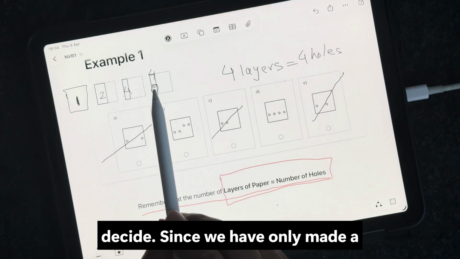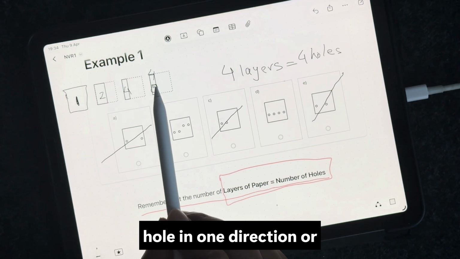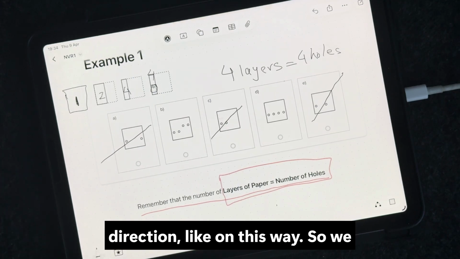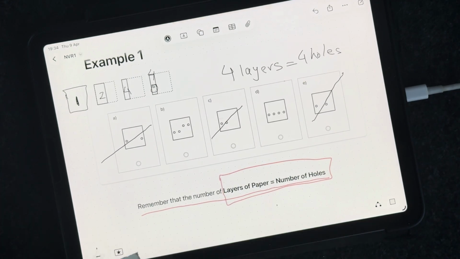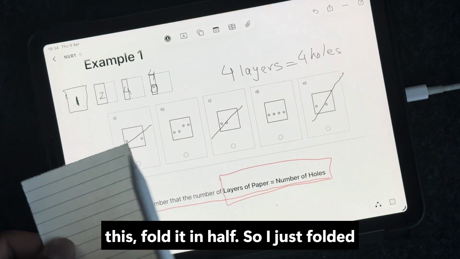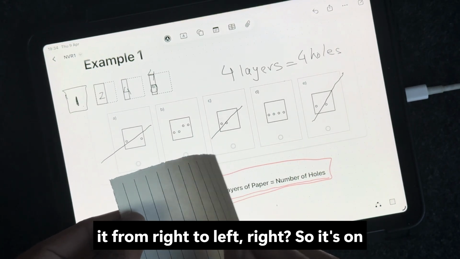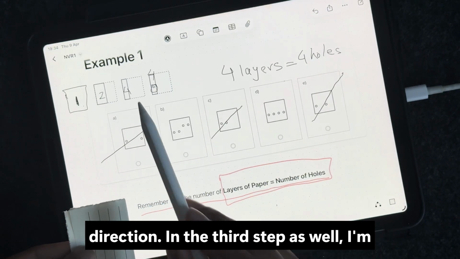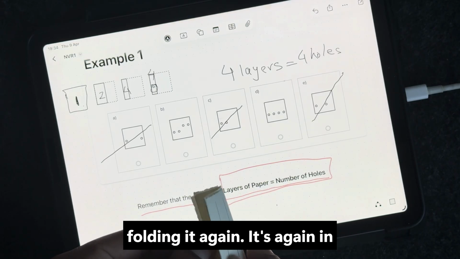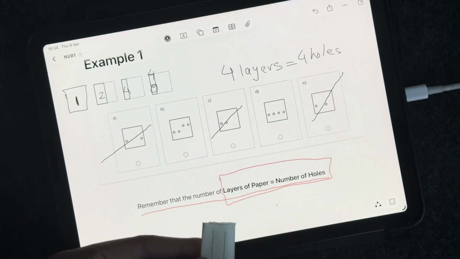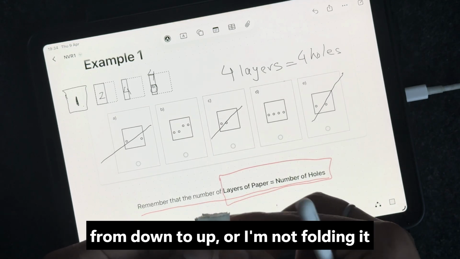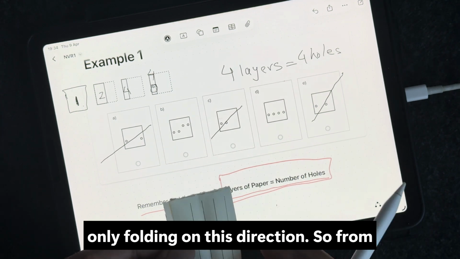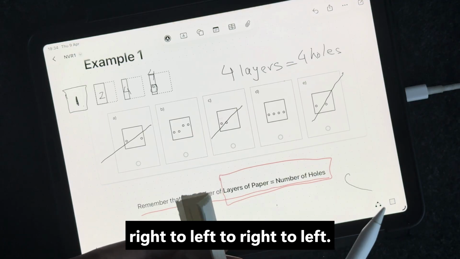Since we have only made a hole in one direction, or you have only folded paper in one single direction, like on this way. So we took, let me repeat the question again. We took a square piece of paper like this, folded it in half. So I just folded it from right to left, right? So it's on this direction. I'm only folding on this direction. In the third step as well, I'm folding it again. It's again in this direction. I'm not folding it from down to up, or I'm not folding it this way, right? So I'm only folding on this direction. So from right to left to right to left.